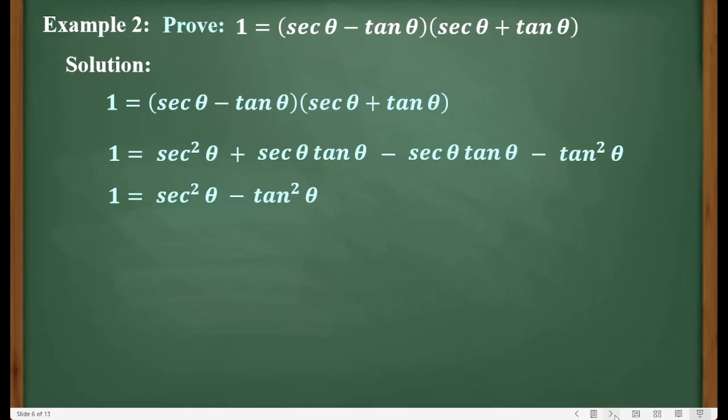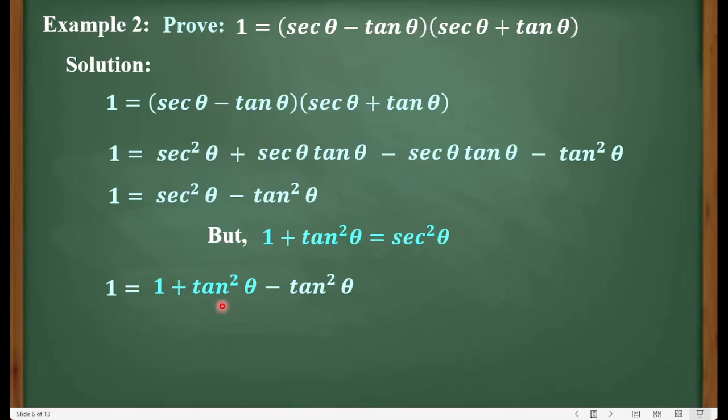Then we apply the Pythagorean identity, which is 1 plus tangent squared theta is equal to secant squared theta. So basically, this term right here is to be replaced by its equivalent. And what is the equivalent? It's simply 1 plus tangent squared theta. So for our next solution, secant squared theta is right now replaced by its equivalent. So that is 1 plus tangent squared theta minus tangent squared theta.